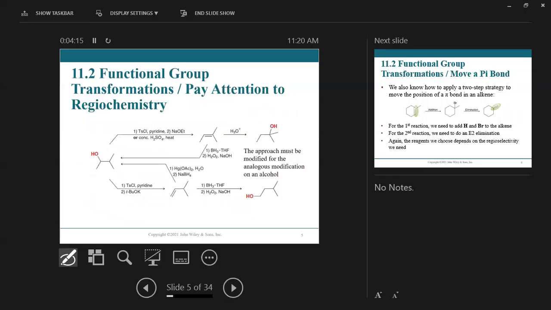So it says functional group transformations, pay attention to the regiochemistry. So depending on where you want this alcohol group to end up depends on which groups you're going to use.